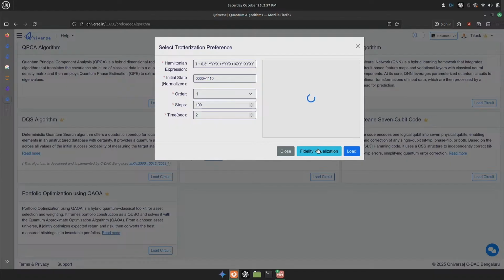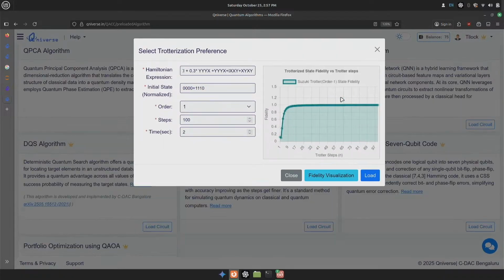Whatever you see in the graph shows how the fidelity is changing over the number of steps. The more I increase the number of steps, the fidelity should go close to 1. So what this graph shows you is how many Trotter slices you have to do to reach an accuracy at which your fidelity is close to 1. You can see here, I'll just zoom in.